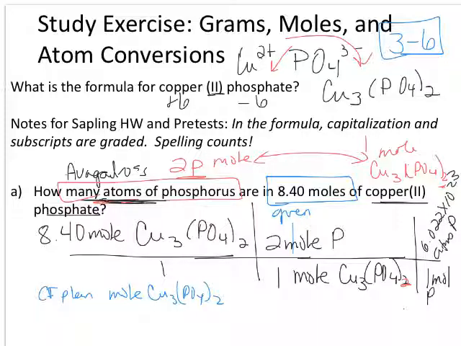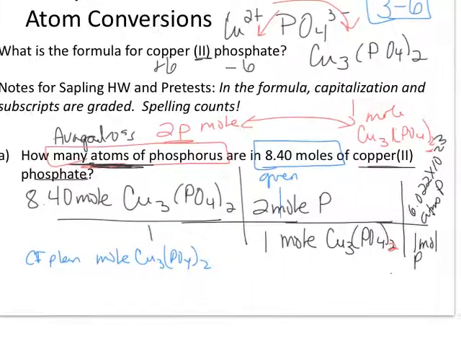Be sure to keep your elements and your formulas in your equations and your dimensional analysis, or otherwise you'll make a mistake. So you get your periodic table, and you see mole of copper phosphate divided by mole of copper phosphate cancels out, mole of phosphorus cancels out to give you atoms of phosphorus.